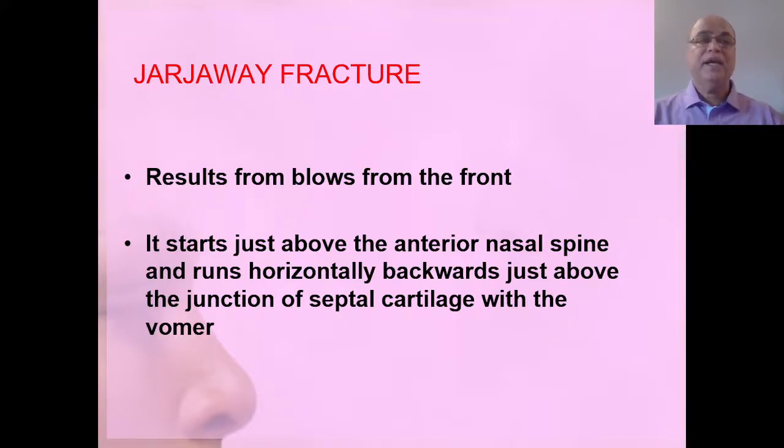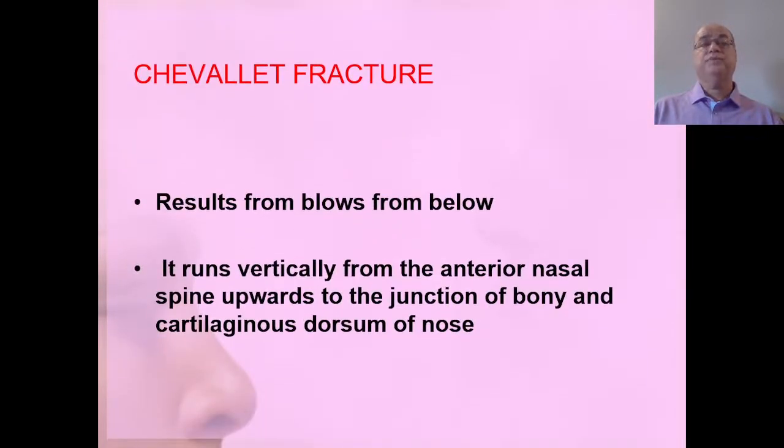Jarjaway fracture results from a blow on the nose from the front, and it starts just above the anterior nasal spine and runs horizontally backwards just above the junction of septal cartilage with the vomer. So this is a horizontal fracture. While the Chevallet fracture results from blows from below, and it runs vertically from the anterior nasal spine upwards to the junction of bony and cartilaginous dorsum of the nose.